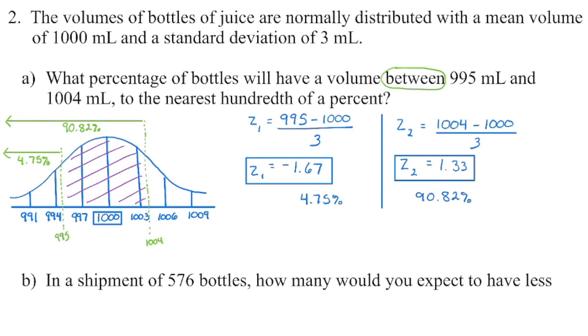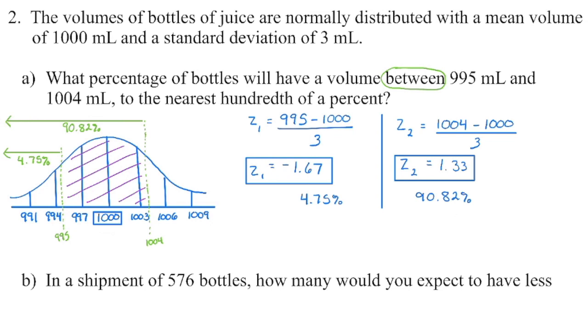We're going to use our z-score table and we're going to look up those percentages that correspond. Now remember, the z-score table gives you the percent of data to the left. So if I take my first z-score, I have 4.75% of the data to the left of that number. If I take my second z-score, I have 90.82% of the data to the left. So that's all the way to the end. I don't want all the way to the end.